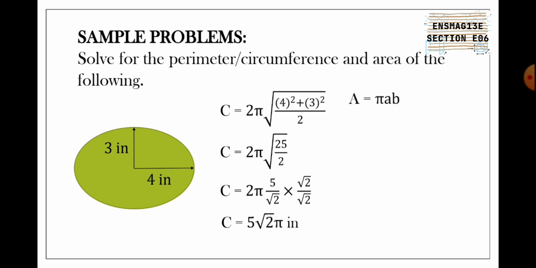For the value of its area, we simply multiply pi, a, and b. So the area now is equal to pi times 3 times 4, giving us the answer for the area of your ellipse as 12 pi square inches.